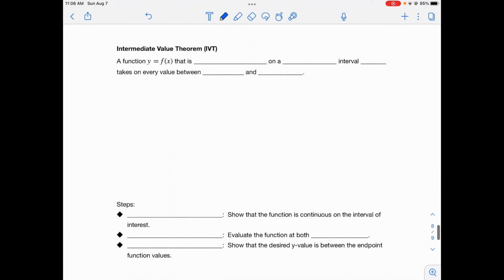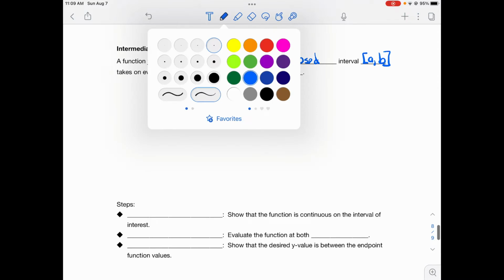All right, last thing we're going to learn is the intermediate value theorem, abbreviated IVT. A function y equals f of x that is continuous on a closed interval from a to b takes on every value between f of a and f of b. That's what the intermediate value theorem states.